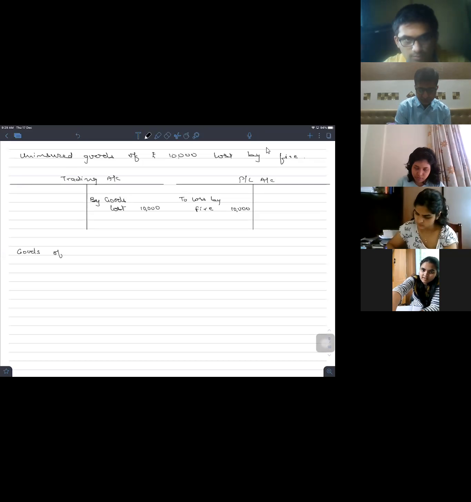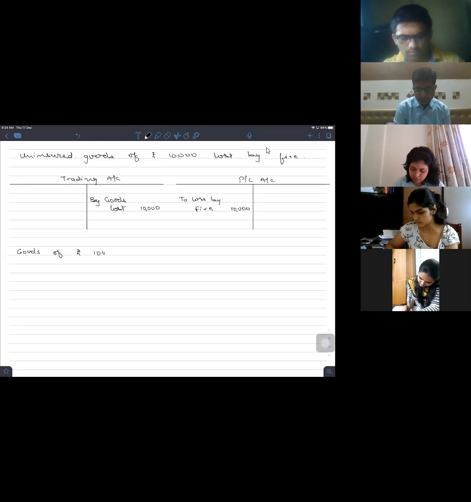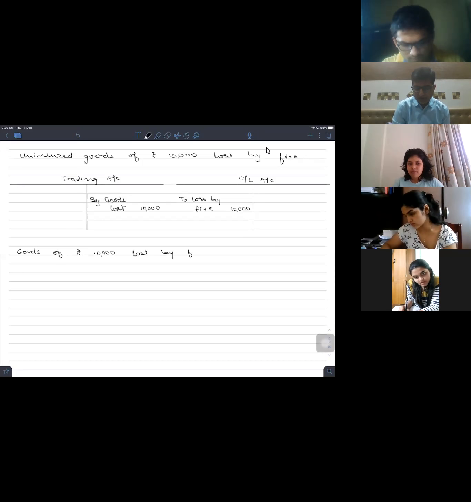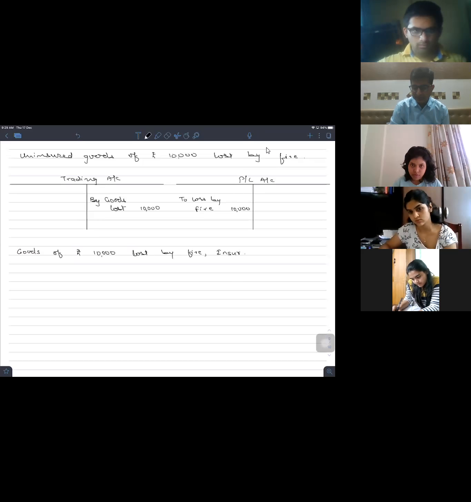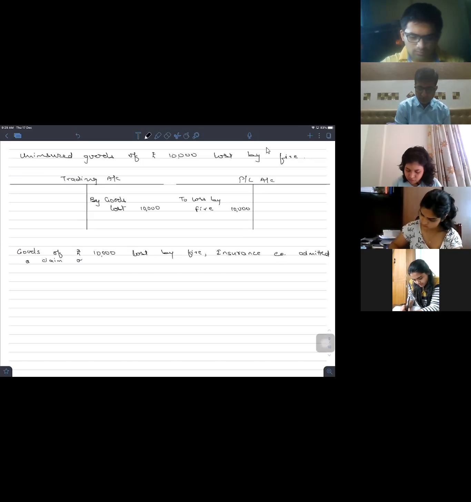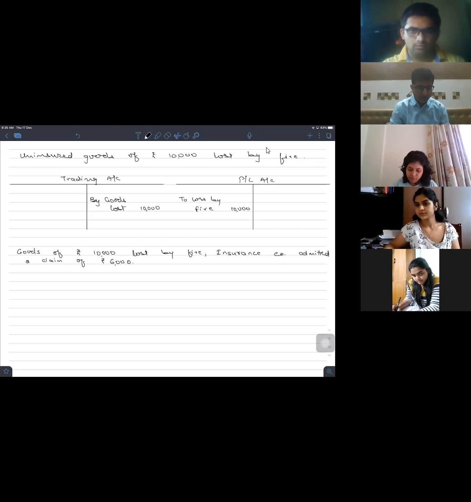Goods of rupees 10,000 lost by fire, insurance company admitted a claim of rupees 6,000. So your total loss is not 10,000. Your total loss is 10,000 less this 6,000. That is, 4,000 is the non-operative loss, or not?